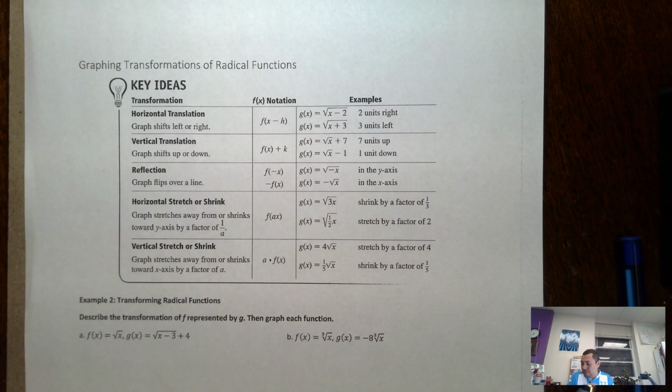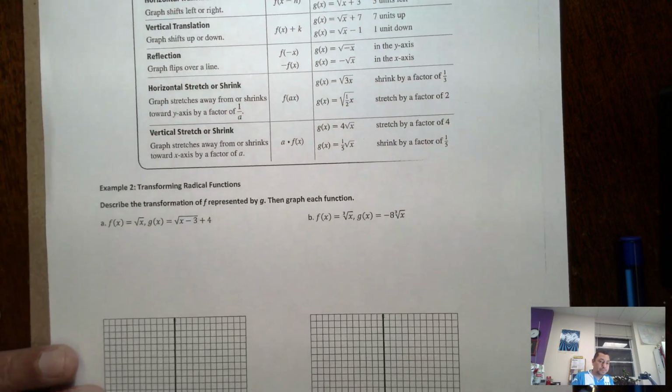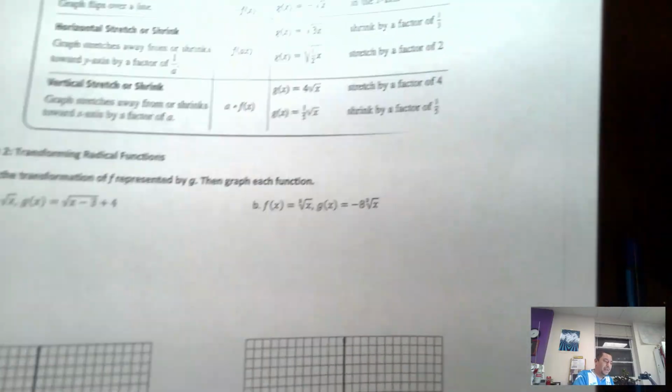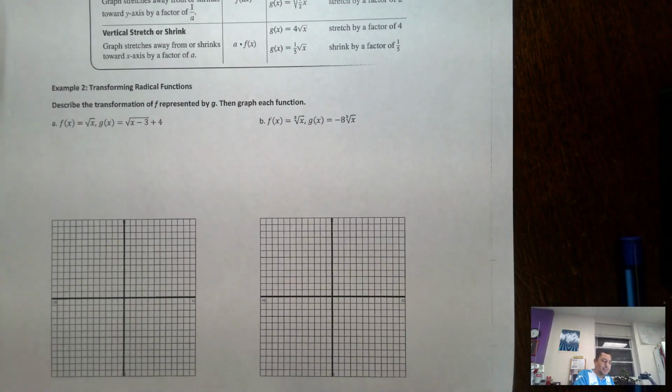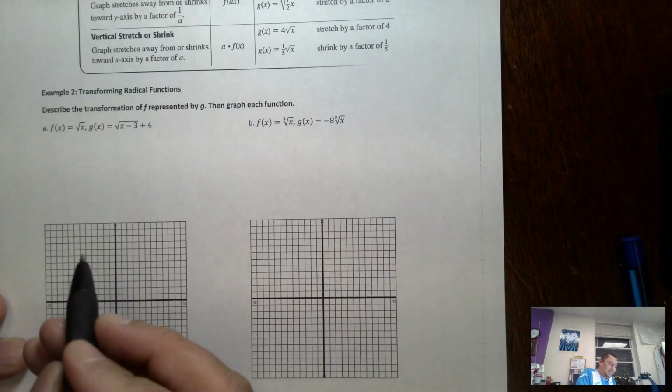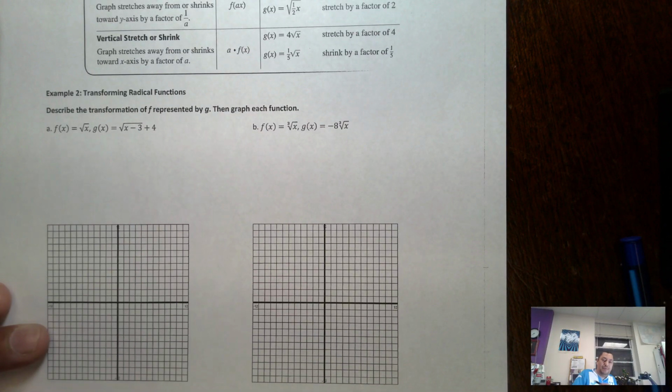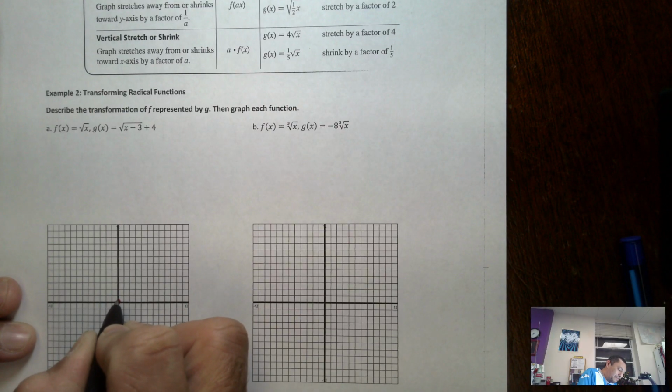Now you can pause the video, look at the tables in your textbook, and we're going to solve example 2. We're going to describe the transformation of f represented by g, then graph each function. What I have here is f(x) equals square root of x. That's the parent function.